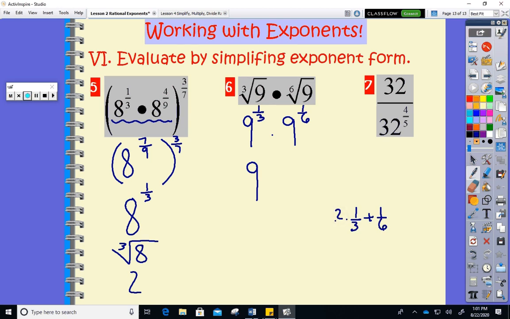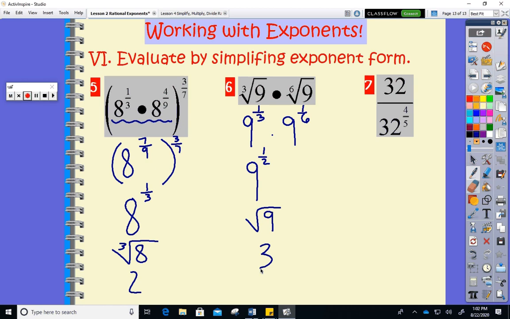So the common denominator is 6, so let's make this first fraction 2/6 plus 1/6. That's 3, oh good, 3/6. So what's the answer, guys? What's the answer? Can you beat me? Can you do the next step? What do you get? Give me a woohoo if you got it.